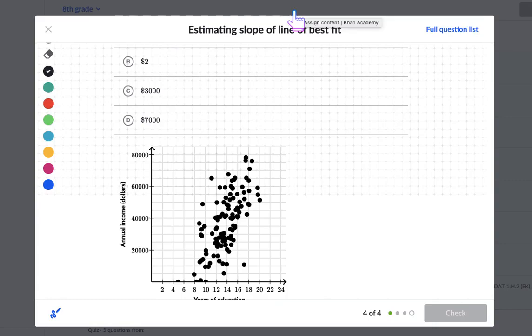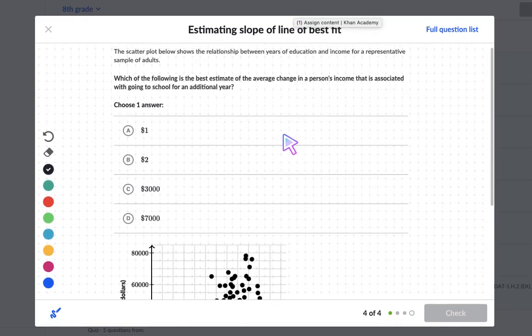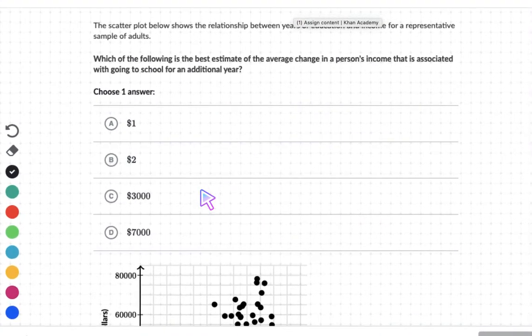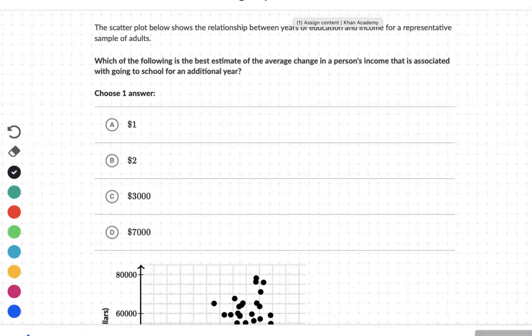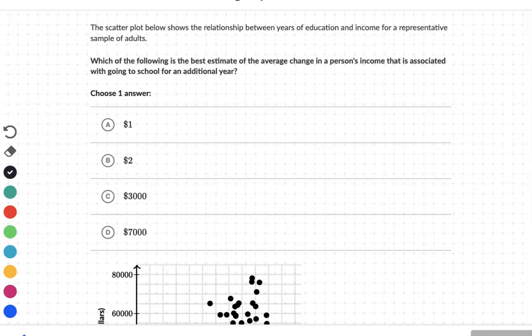Okay, so let's start with this problem on Khan Academy. It says that the scatter plot below shows the relationship between years of education and income for a representative sample of adults. So years of education and income. So they're comparing to see if they're related to each other, if they're correlated. Which of the following is the best estimate of the average change in a person's income that is associated with going to school for an additional year?